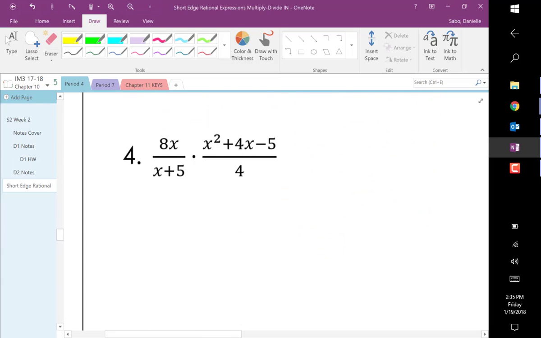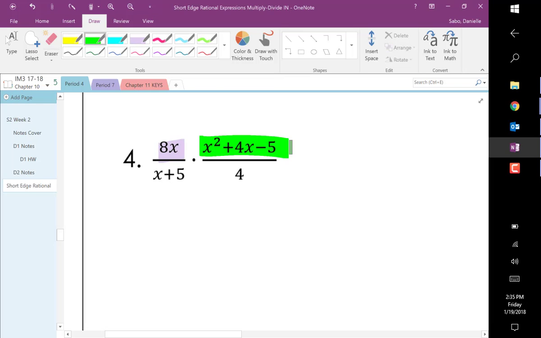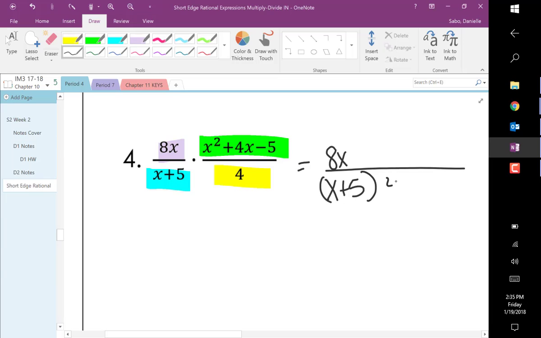Okay, this one. Again, I have 4 pieces. Oop, that's not a color. I have 4 pieces. You tell me which one is going to be having to factor here. Yeah, the green one. So once again, everything else can just be rewritten. The green one is the only one that factors out of all 4 of those pieces.